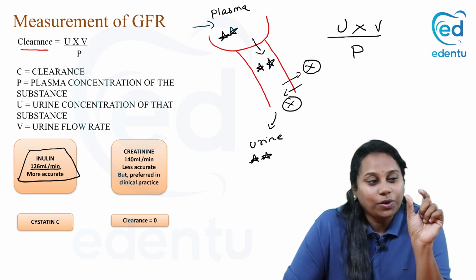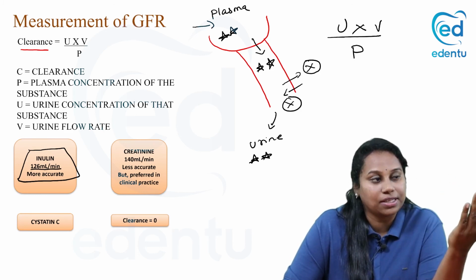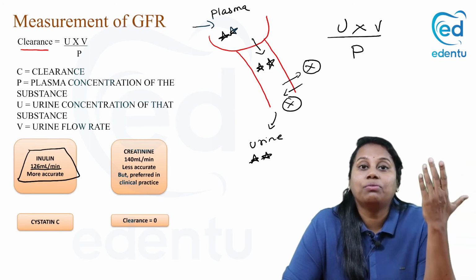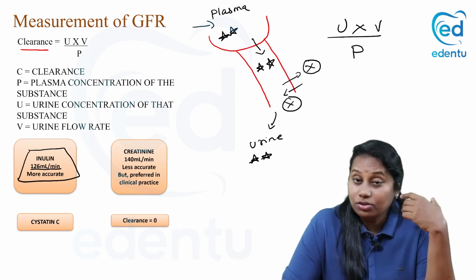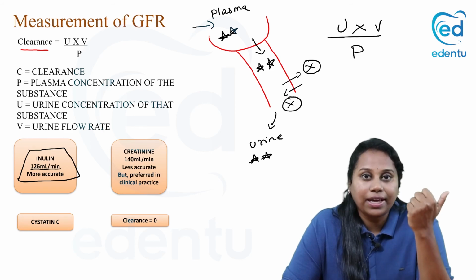See how accurately or closely it measures GFR. If you measure inulin clearance, 126. If you measure GFR, 125. So inulin clearance is the most accurate method for measuring GFR. But it's a costly method, and it's also giving you a lot of reactions and all that.